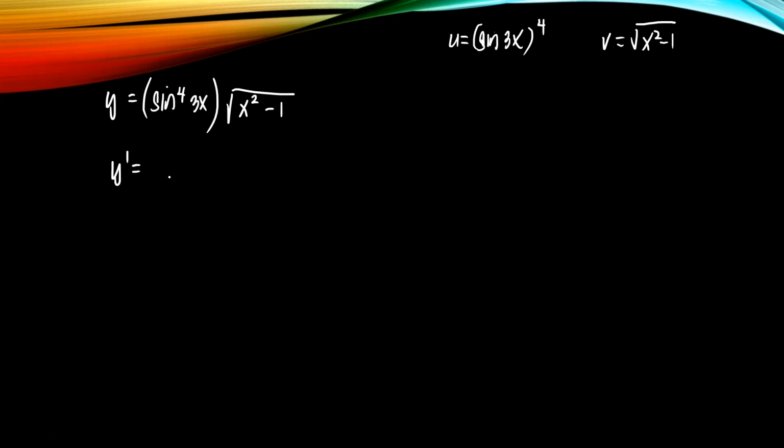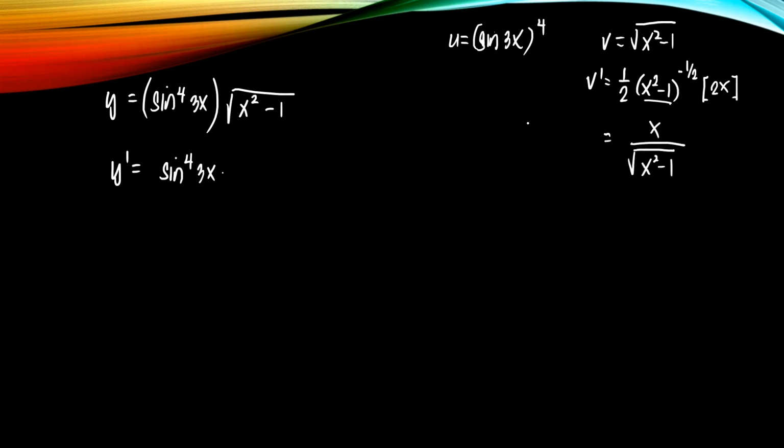According to the product rule, copy the first. So, sine 4, 3x. Derivative of the second. So, the derivative of the second, v prime is 1/2 x squared minus 1 to the negative 1/2 times the derivative of the inside, which is 2x. Tama? So this is simply x over square root of x squared minus 1. Ang u prime naman is a power rule first for sine to the third 3x.